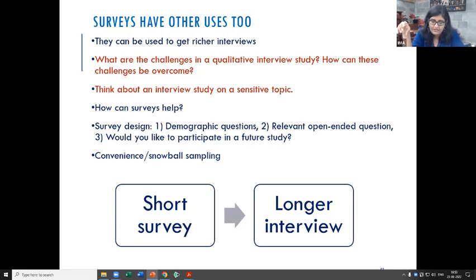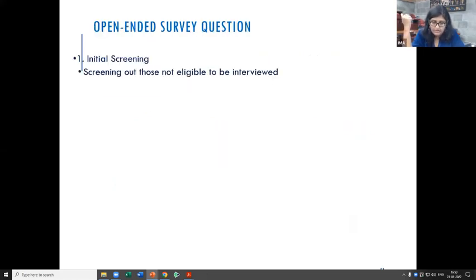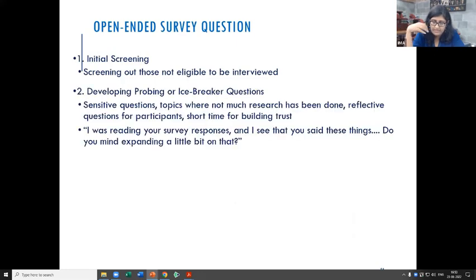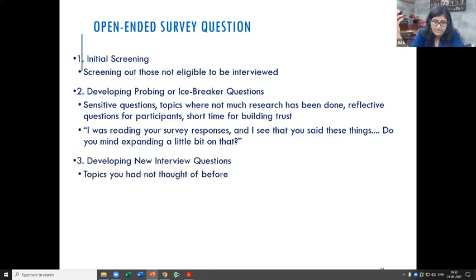It also acts as a good icebreaker when you don't know the person: okay, so I read this is what you were talking about in your survey. Would you be comfortable expanding on it a little bit more? So that becomes an icebreaker question. Also ask them in the survey, would you like to participate in a future interview study? If they say yes, contact them. If they say no, then don't contact them. So you can do an initial screening. People who say that they have never experienced it can be removed from the list. You can develop probing questions or icebreaker questions.